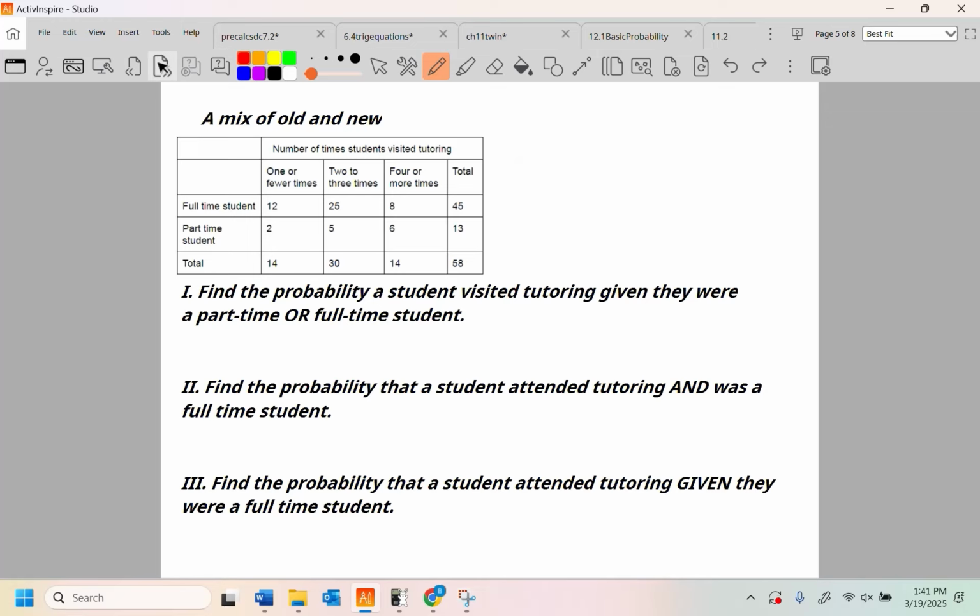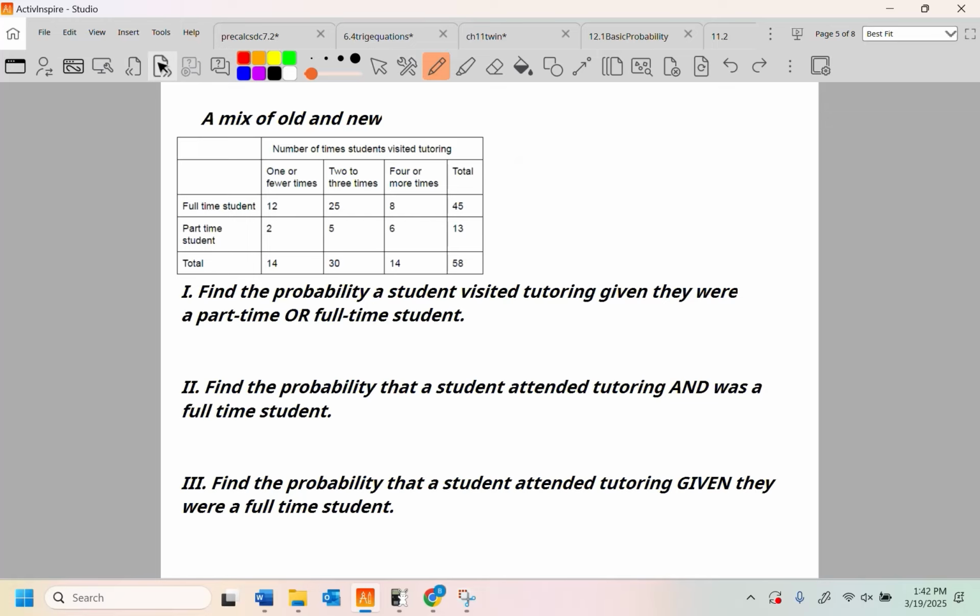Here we have a mix of old and new. These are called two-way tables. This one's actually more than two-way, but anyways, got a table. We're going to analyze a table. Find the probability a student visited tutoring given they were part-time or full-time.